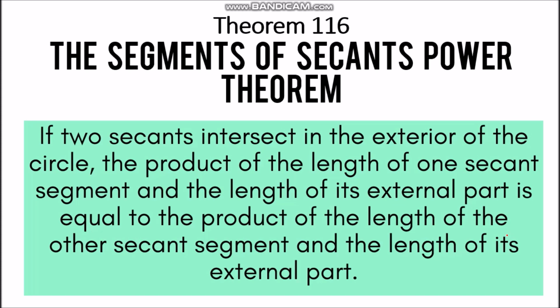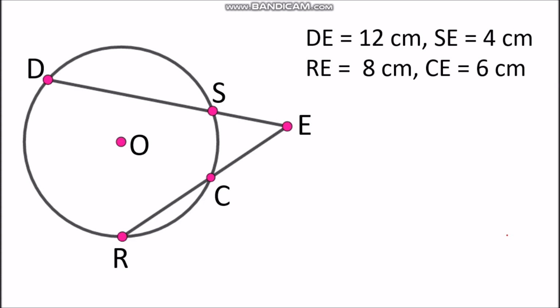To better understand this theorem, let's look at this example. Let's say we have here circle O, wherein segment DE and segment RE are secant segments of the given circle. Now, if you will see, they have a point of intersection which is point E, and point E is actually outside of the given circle.